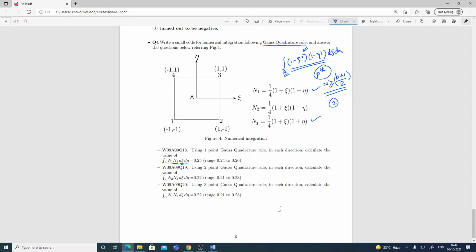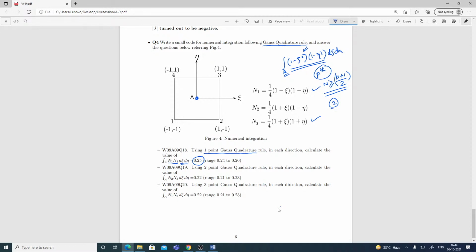If you take a 1 point rule, I mean 1 point in each direction, so you take 1 point in the xi direction and 1 point in the eta direction. A 1 point rule means your integration point is at the origin, xi equal to 0, eta equal to 0. If you use that integration rule, you will see your integrand value is 0.25.